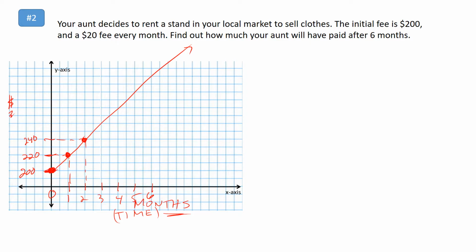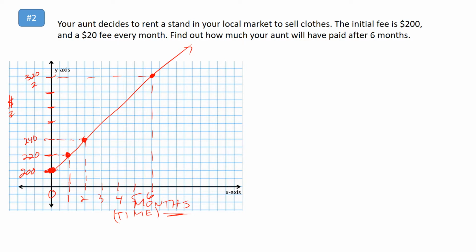Now they want to know how much after 6 months. So let's see if we can play this out. It might run off our graph. After 6 months, on my exactly drawn graph, we're going to be somewhere around up here. So let's see where that turns out. We move that across. So here's 240, 260, 280, 300. That looks like $320 she will have paid after 6 months. So the graph tells us.